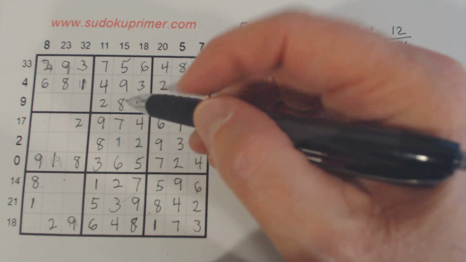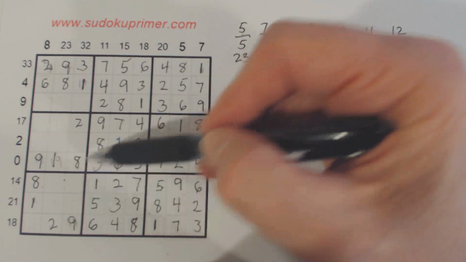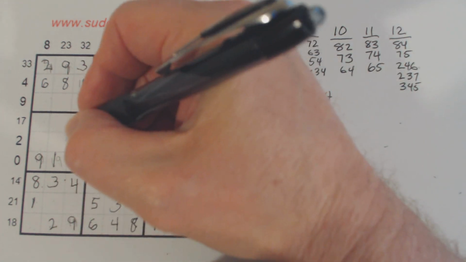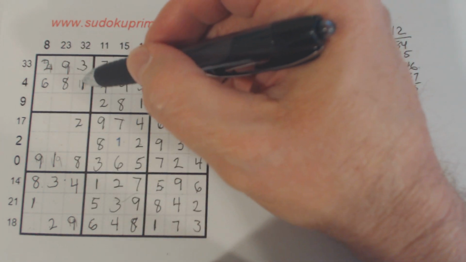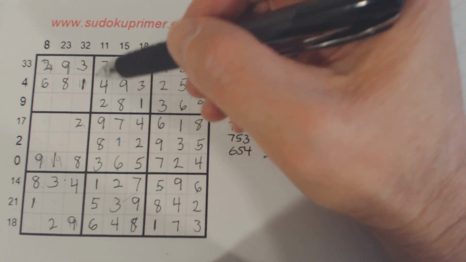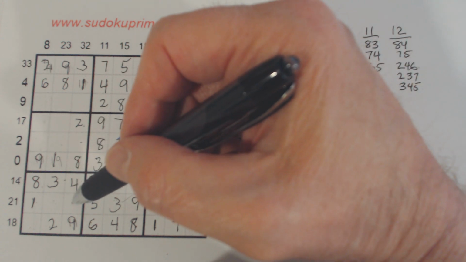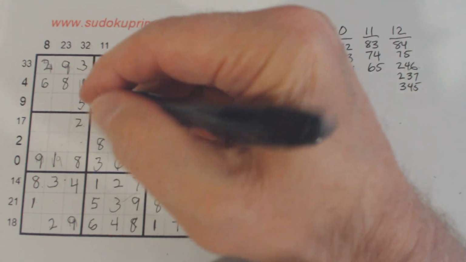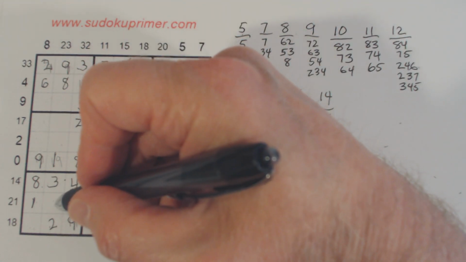All right, let's see here. 3. There's a 3 right there. So that's a 4. 4, 4. 5, 6, 7. 5, 6, and 7 are missing here. So 5, 7, 6, 7, 6, 7. So that's a 5. 7, 6, 7, 6, 7.